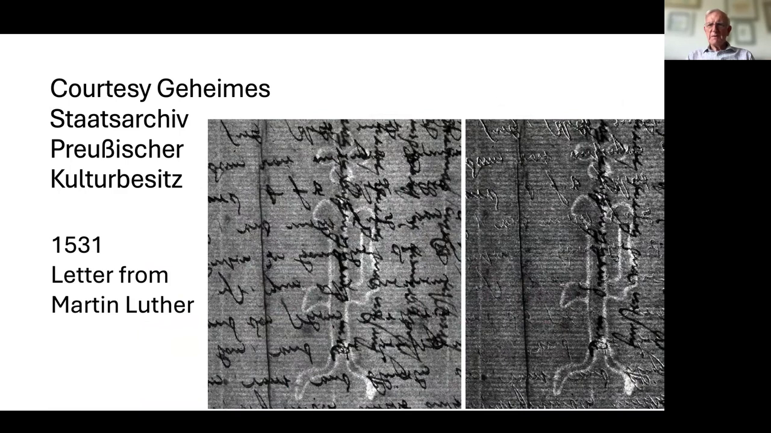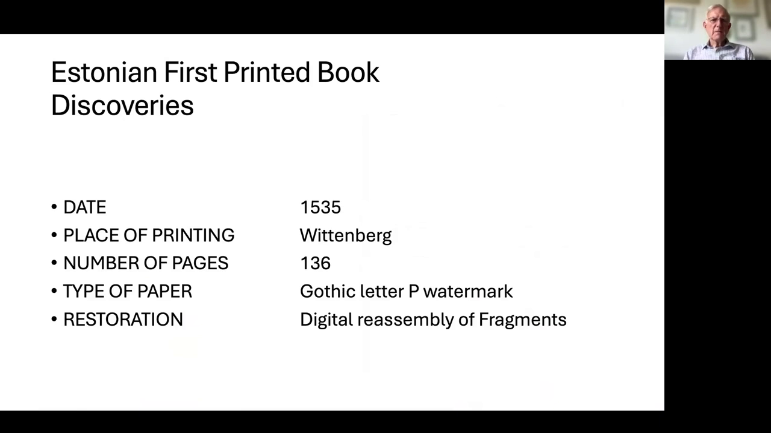Here is an improved, digitally improved version of that same watermark. In this case, from a different piece of paper, a letter by Martin Luther, dated 1531. The improvement on the right is due to subtracting one image from another digitally. This slide shows some of the benefits of using watermark imaging and backlighting, and of course that's even more successful now we have the use of infrared.